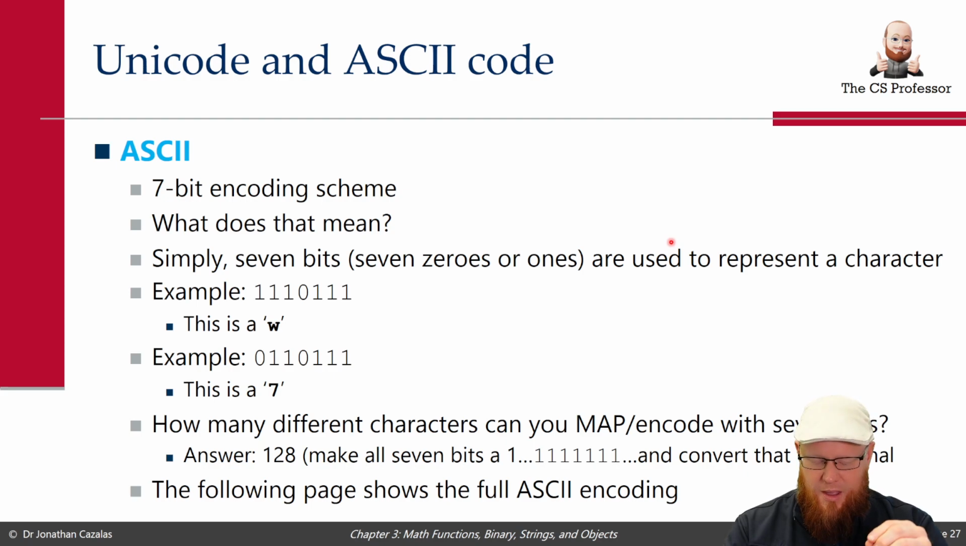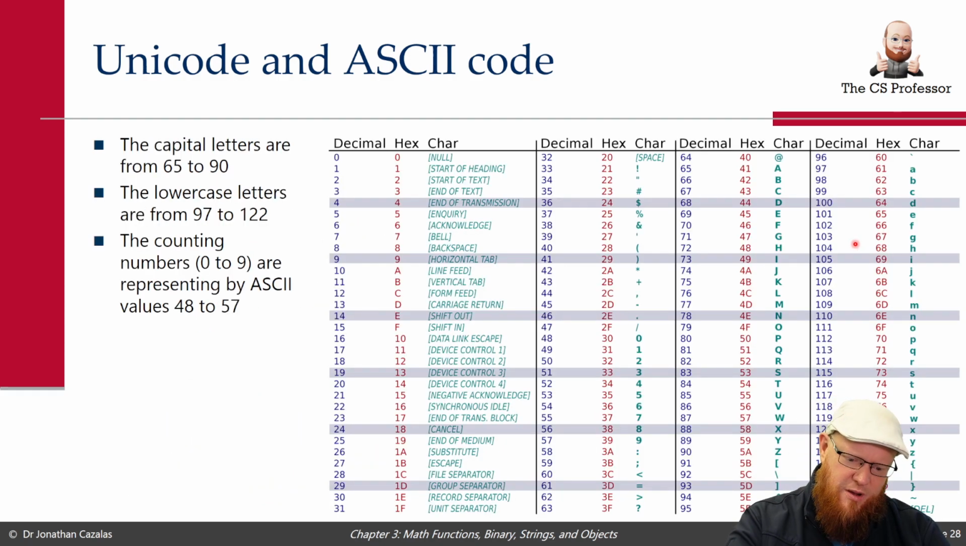If you type the letter A on any keyboard in the world, it'll be translated in binary to 1100001. And every computer knows that is the letter A. Now, what's the problem with ASCII? Or what's the limitation?